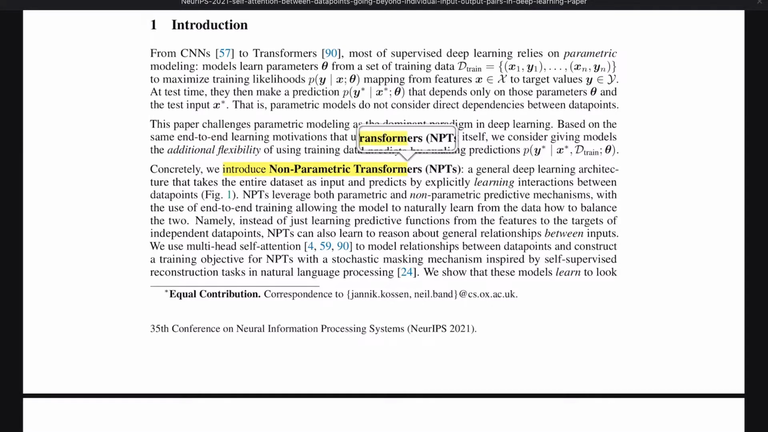So they are saying that they introduce a model called a non-parametric transformer. It's actually not a non-parametric model, like it has plenty of parameters in it, but it wants to use the idea of a non-parametric, meaning that you use the data points to predict.